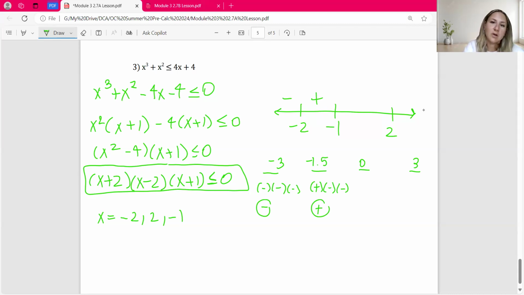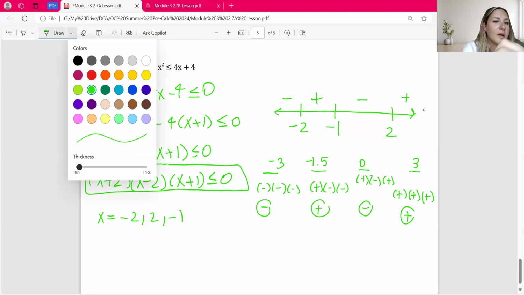Let's substitute in 0. 0 plus 2 will be positive. 0 minus 2 will be negative. 0 plus 1 will be positive. Positive times a negative is a negative, times a positive is a negative. That interval would be a negative number below the x-axis. And then let's substitute in 3. 3 plus 2 would give me a positive. 3 minus 2 would give me a positive. And 3 plus 1 would give me a positive. Multiply 3 positives together, we'll end up with a positive.